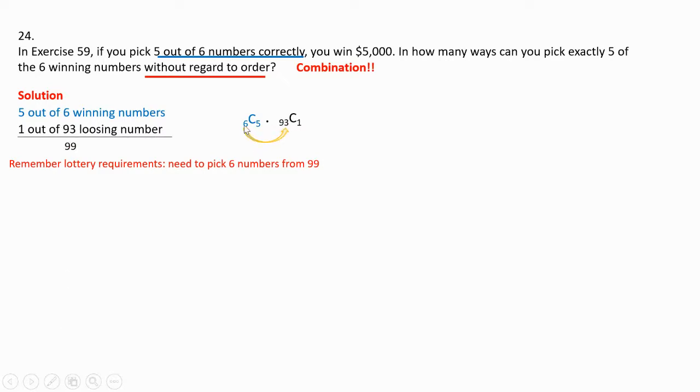Right, and again, that's what I put there. So the 6 and the 93 must equal to 99, and the 5 and the 1 must equal to 6. So 6 combination 5 will give us 6, and 93 combination 1 will give us 93. You multiply them out, so that's your result. Okay, 558.